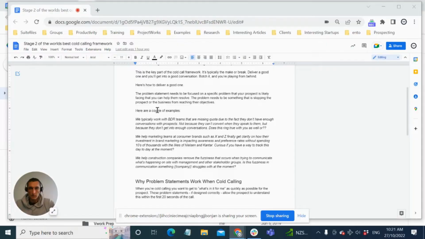The second part of the cold call is the problem statement. So in the problem statement, what we're looking to highlight is a key problem that this individual, the prospect that you're speaking to, or their business is facing. And we want to outline that problem in detail and ask them if that's something that they're struggling with at the moment. Right? So highlight a key problem, ask them if that's something they're struggling with at the moment. Let's jump onto the computer and I'll walk you through a couple of examples.